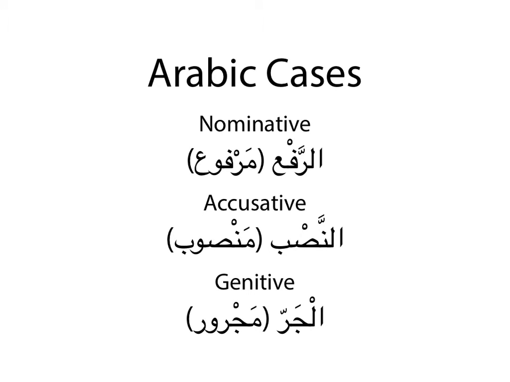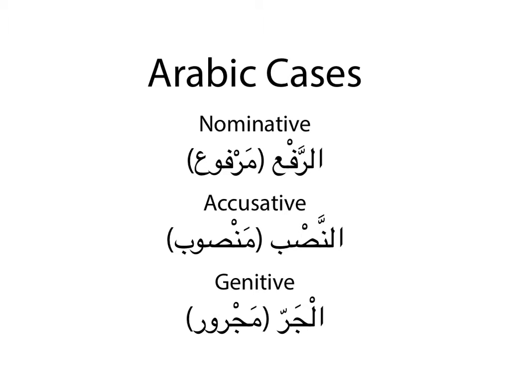To quickly review Arabic cases, Arabic has three cases: nominative, accusative, and genitive. In the simplest terms, these cases are used to mark, respectively, subjects, objects, and objects of prepositions. I will be using the English names for these cases in this presentation, but the names are arbitrary. They could easily be called case 1, case 2, and case 3.